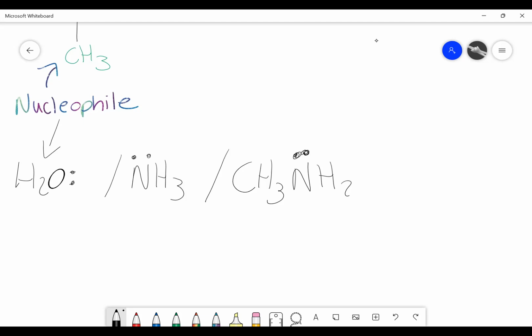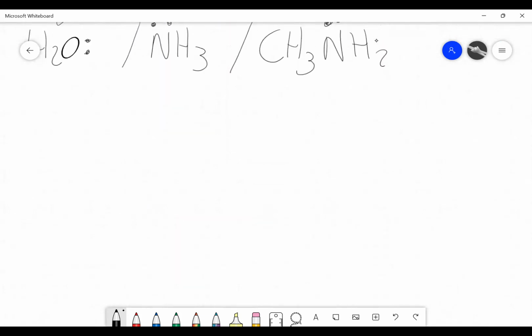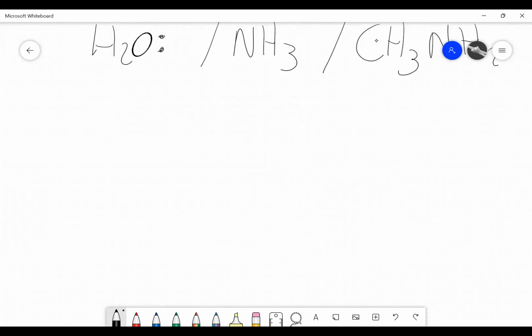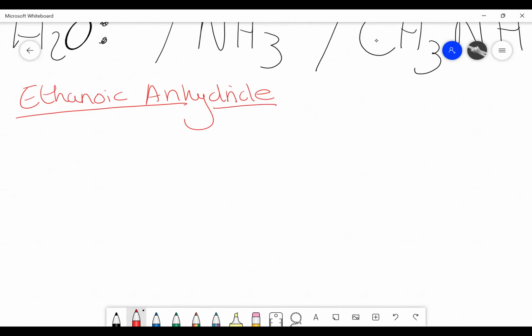Last thing I'm going to look at is ethanoic anhydride. So again, acid anhydrides are very similar to acyl chlorides, and we're just going to look at ethanoic anhydride in particular for what it's used for in manufacturing. It's actually used in manufacturing a drug. So that is ethanoic anhydride. Ethanoic anhydride is used in the manufacturing of aspirin, and what we need to know is that aspirin is actually an ester.